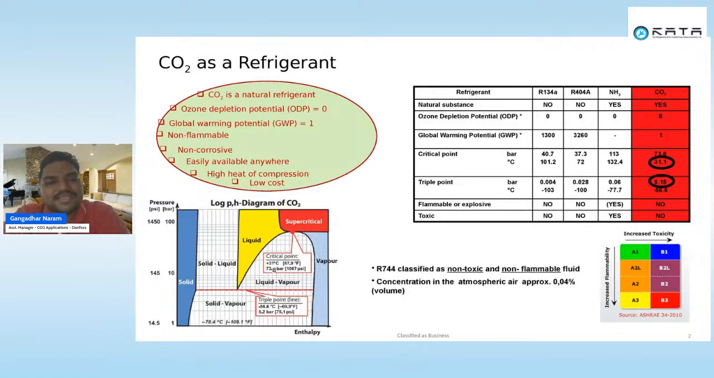To understand the global warming potential in comparison with other refrigerants, for example, we have a reference of HFC refrigerants such as R134A and R404A, and we have ammonia also. To compare CO2 with other refrigerants, the global warming potentials of R134A and R404A are 1300 and 3260 respectively. CO2 is taken as the reference to calculate global warming potential, and CO2 has a global warming potential of 1.